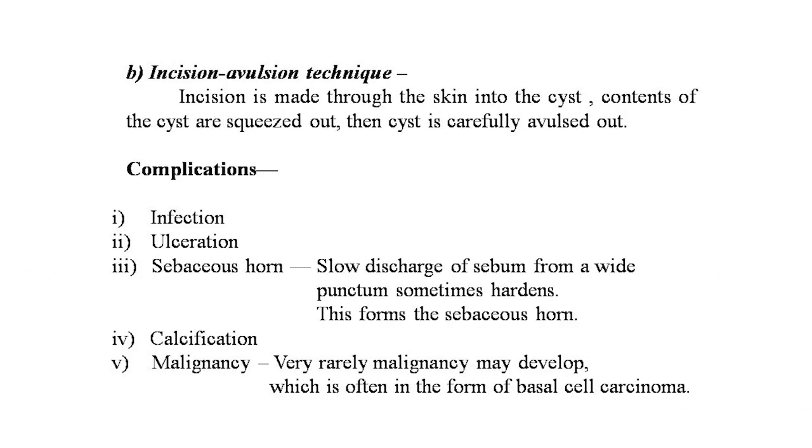Second type is the incision avulsion technique. An incision is made through the skin into the cyst, the contents of the cyst are squeezed out, then the cyst is carefully avulsed out. Now the complications of the sebaceous cyst are infection, ulceration, and sebaceous horn. Slow discharge of sebum from a white punctum sometimes hardens and forms the sebaceous horn.